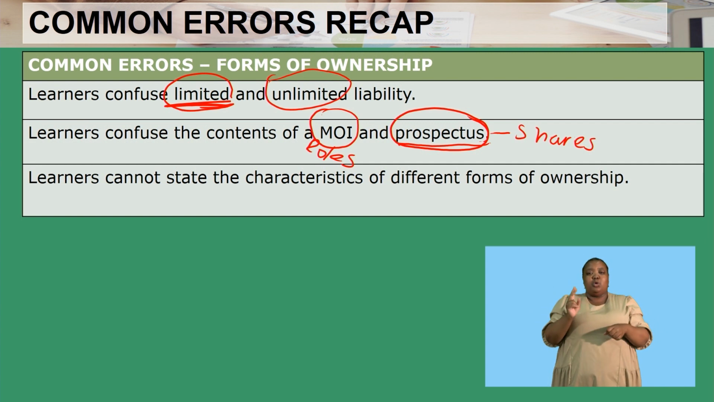And also, it might be difficult for you to state the characteristics of the different forms of ownership. In order for you to remember well, you need to go back to your forms of ownership and remind yourself what each form of ownership is about. That will make it easier for you to identify the characteristics.